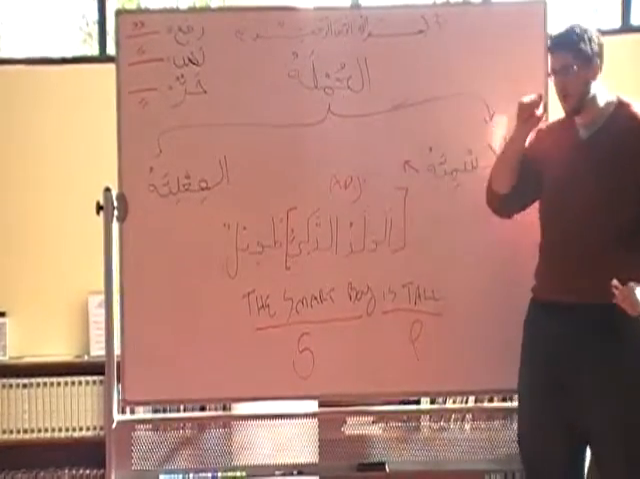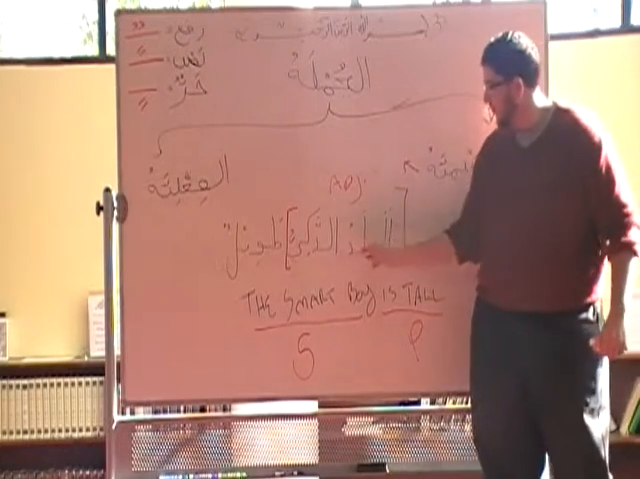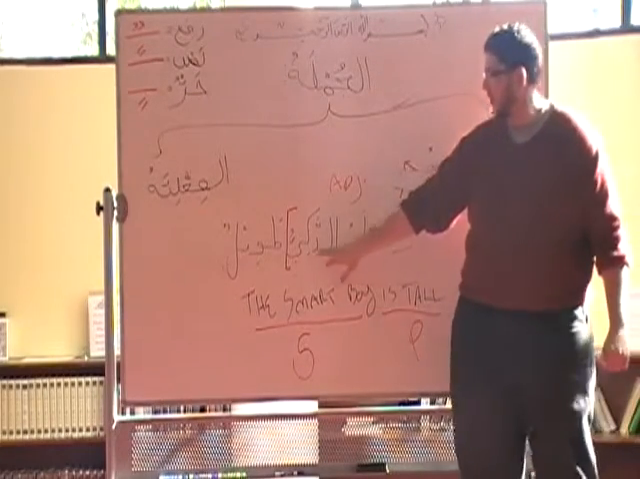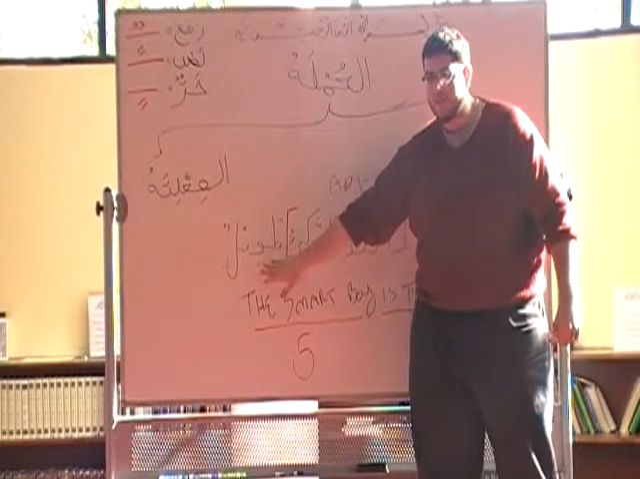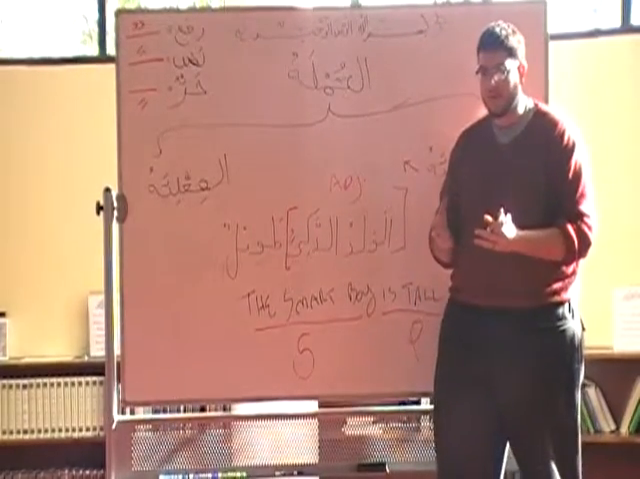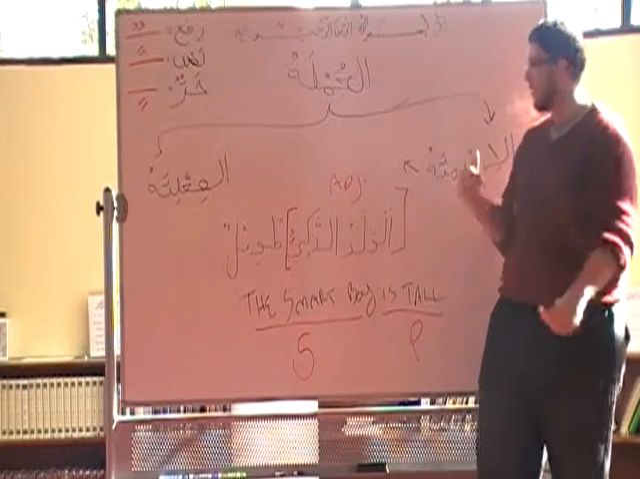And how do you know it's an adjectival compound? Because number one, first you know al-walad means boy. You know dhakiyun means smart. You know tawilun means tall. Okay? Now you don't know how to put it together as a sentence. So this is our next stage.